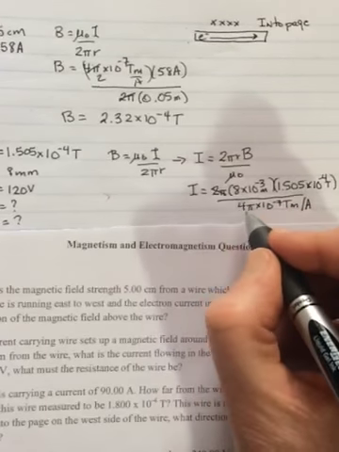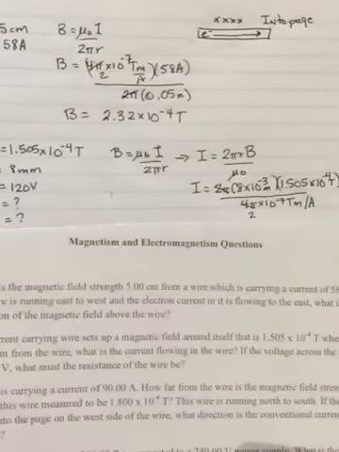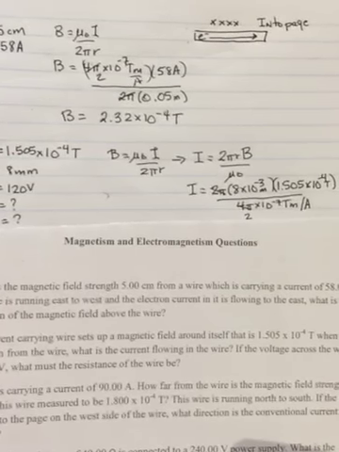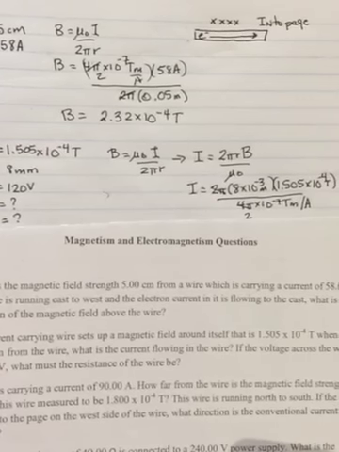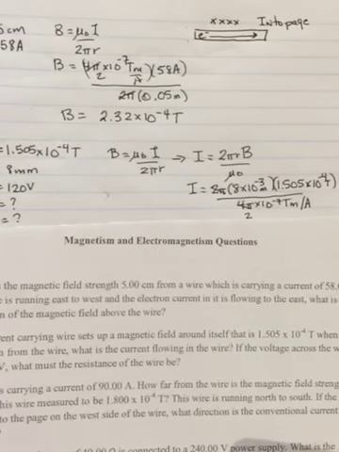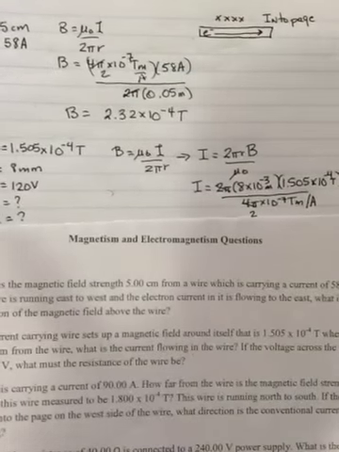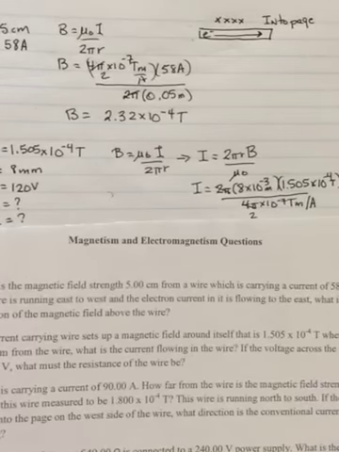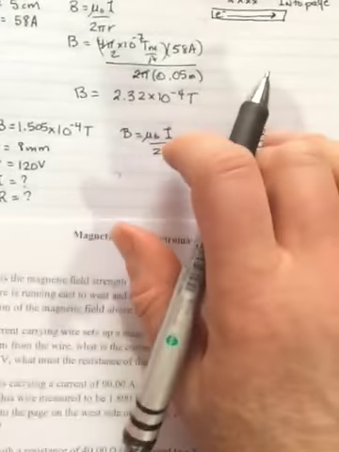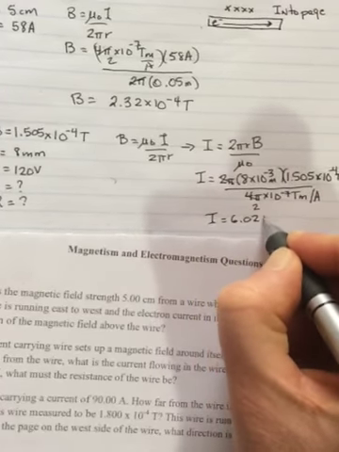So again, this 2 pi, this 4 pi becomes 2, and so you are doing 8 times 10 to the negative 3 times 1.505 times 10 to the negative 4, and then you are dividing by 2 times 10 to the negative 7. And you should get, it might be 602, but I can't see where the decimal is. 6.02. Okay. So your I is 6.02 amps.